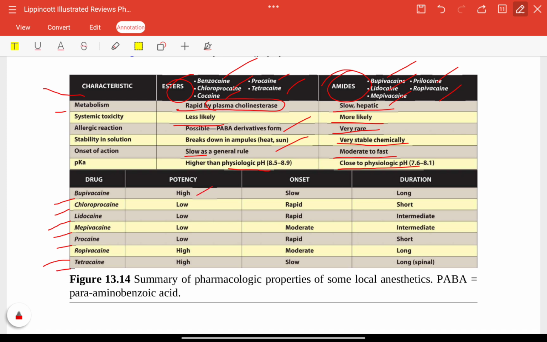Now you can see, bupivacaine: high potency, slow onset and long duration. Chloroprocaine: low potency, rapid onset and short duration. Lidocaine: low potency, rapid onset, intermediate duration. Mepivacaine: low potency, moderate onset and intermediate duration. Procaine: low potency, rapid onset, short duration. Ropivacaine: high potency, moderate onset and long duration. Tetracaine: high potency, slow onset and long duration of action.